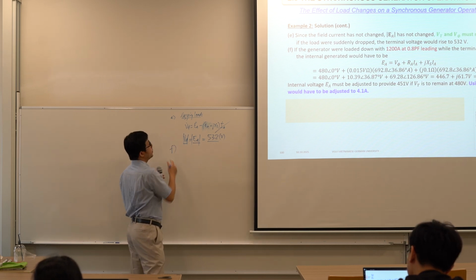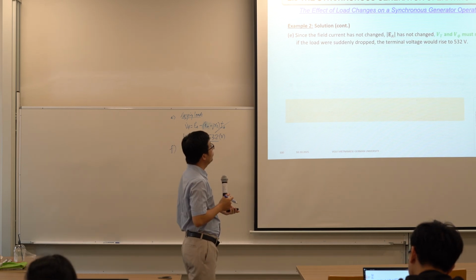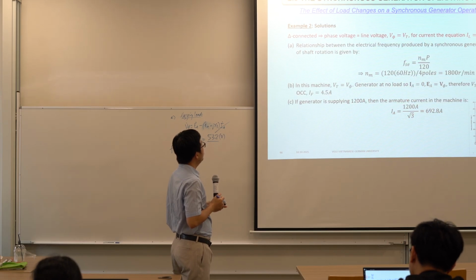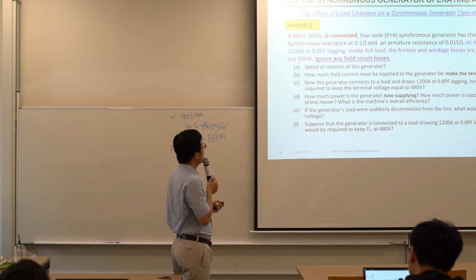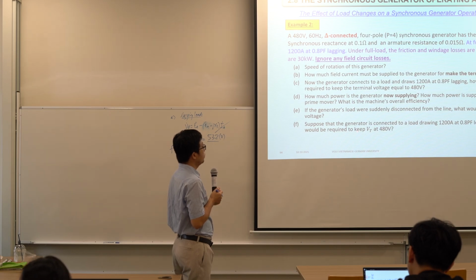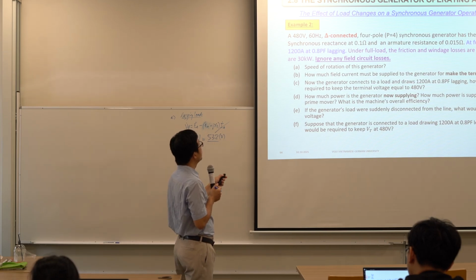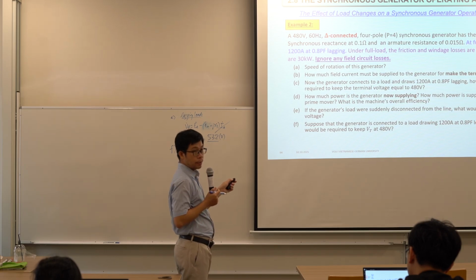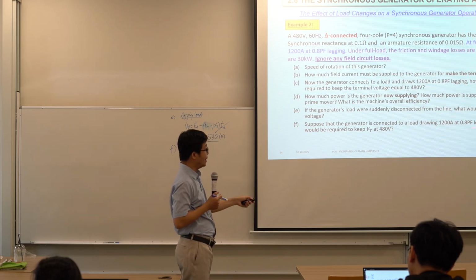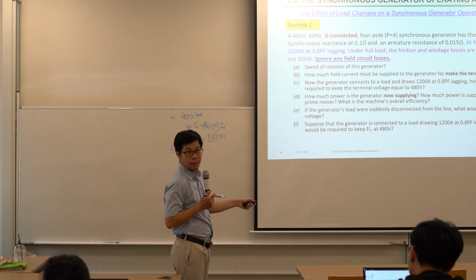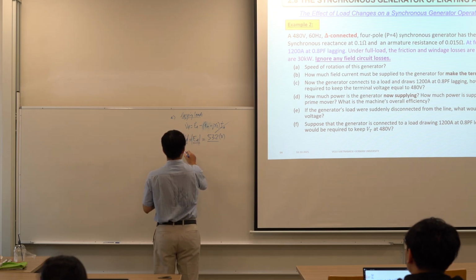Next, question F. Now we have the load. Suppose that the generator is connected to the load, drawing 1,200 amperes at 0.8 power factor leading. At the beginning, the load was 1,200 amperes and 0.8 power factor lagging. Now this is leading. So we have IA, right?